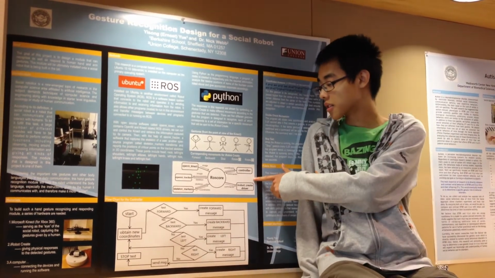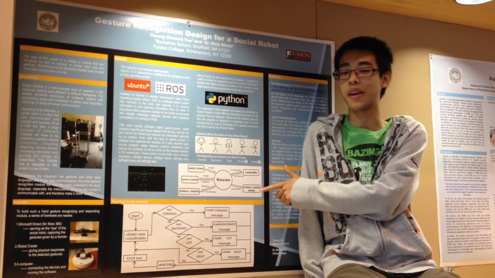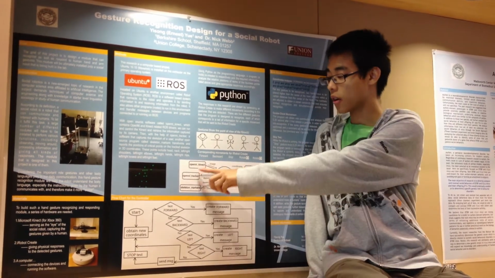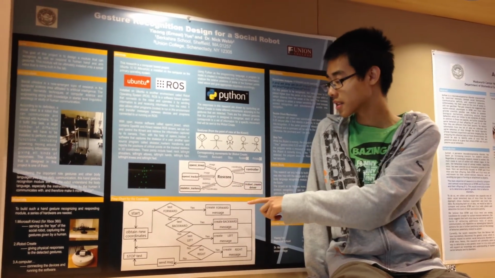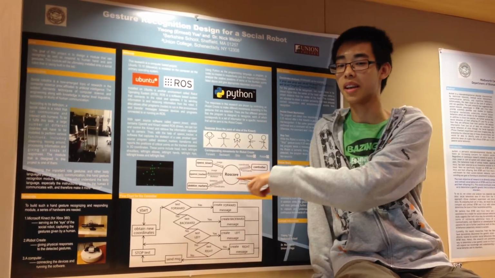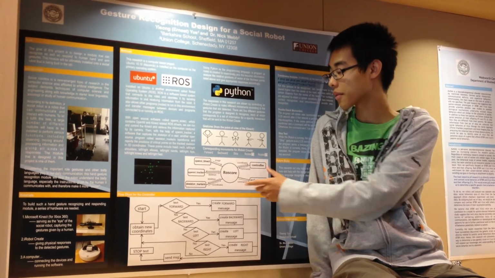Here's a chart to explain how it actually works. They have all these nodes, and this is the platform called ROS Core. All these nodes are sending and receiving messages on this platform.